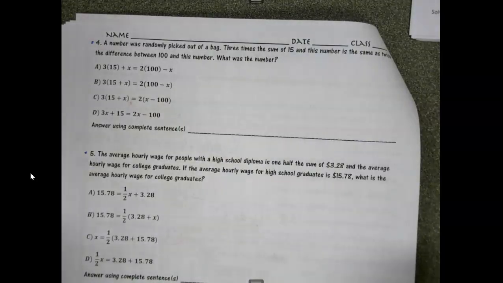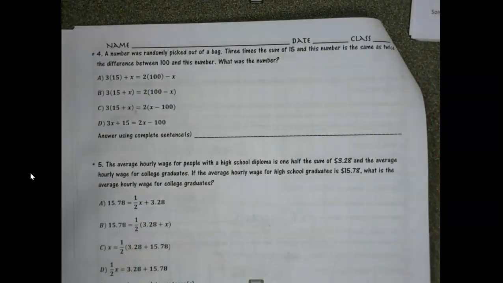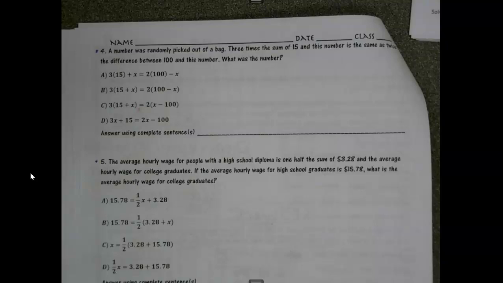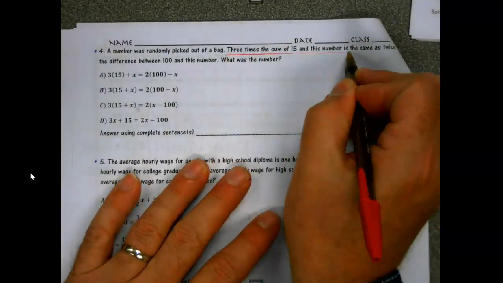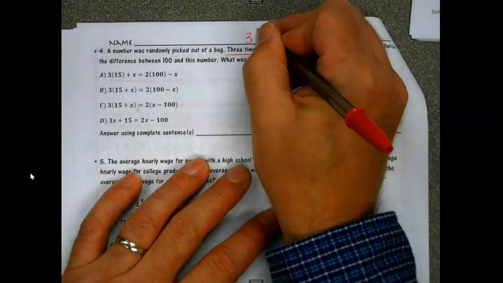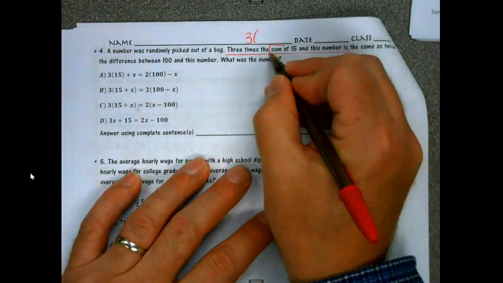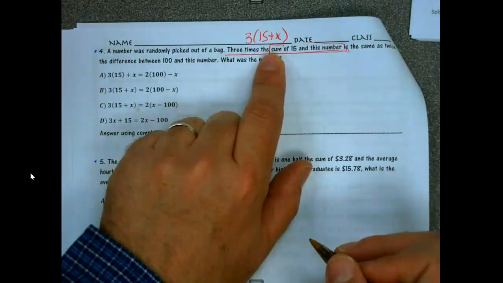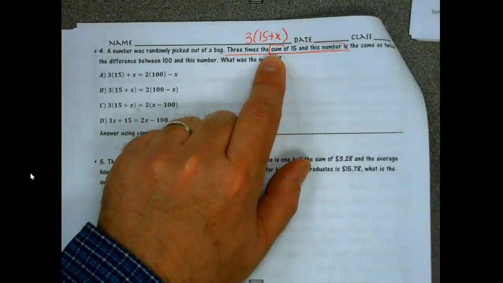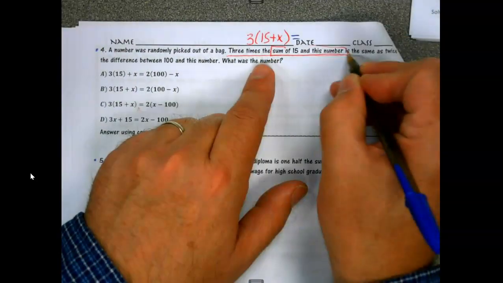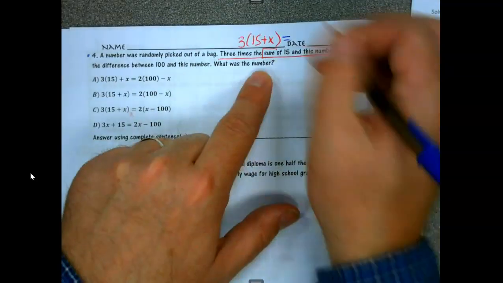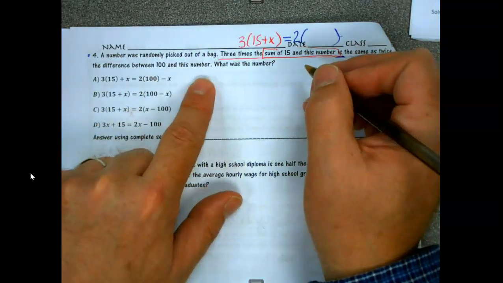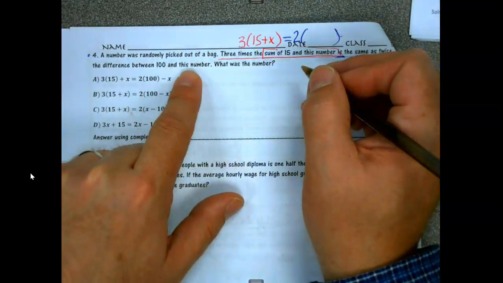Okay. A random number is picked out of a bag. 3 times the sum of 15 and this number. Okay, 3 times the sum of 15 and the number, because sum is plus. So we know that's part of it. Is equals the same as twice the difference between 100 and this number. Ooh.